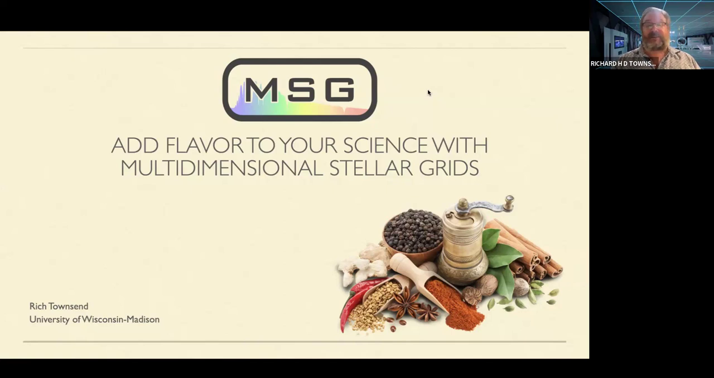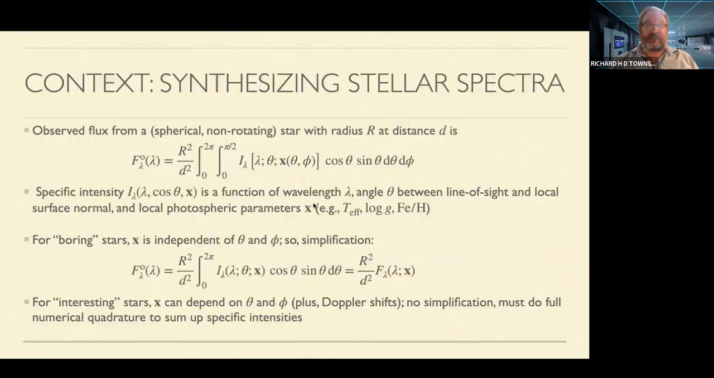So it stands for multidimensional stellar grids, but it really should be spectral grids because it's about grids of stellar spectra. It started out as Madison spectral grids, but then I realized if I got fired for gross incompetence, the name would stick with me and that wouldn't be good. So I just made it institution neutral.